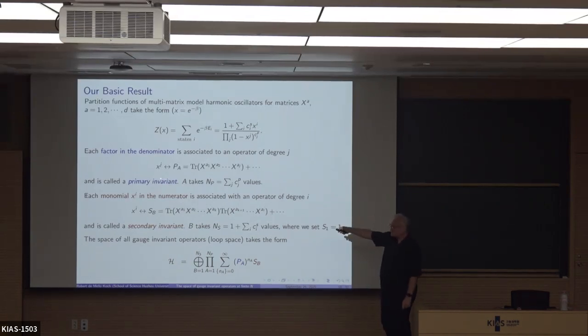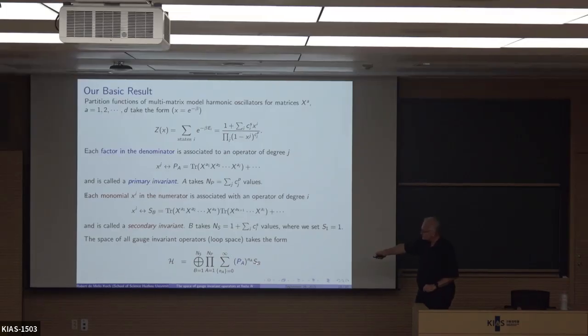Okay, so the primary invariants act freely, the secondary invariants act at most once, and these in general can have a complicated multi-trace structure, and there'll be a sum over many multi-traces. So the complete space of gauge invariant operators in these theories is given by a direct sum. Each term in the direct sum is labeled by a specific secondary invariant, and it's dressed by a product over all of the primary invariants, and you're allowed to raise the primary invariants to any non-negative integer power. And that's the structure of the space of gauge invariant operators. It's just a mathematical fact.